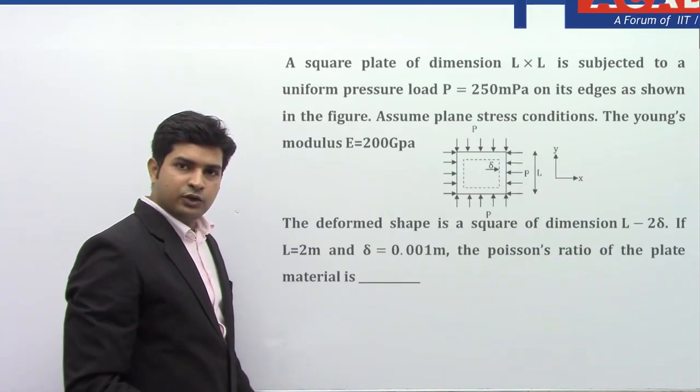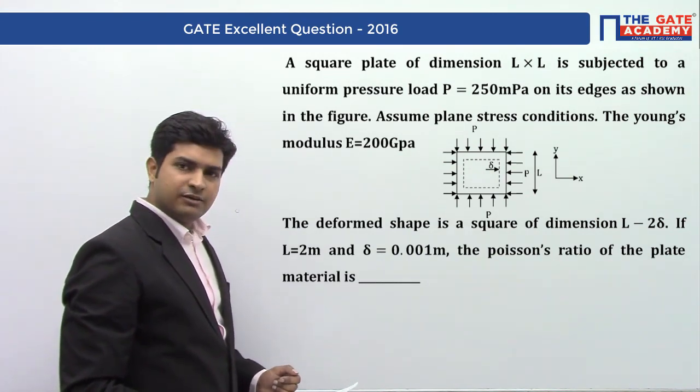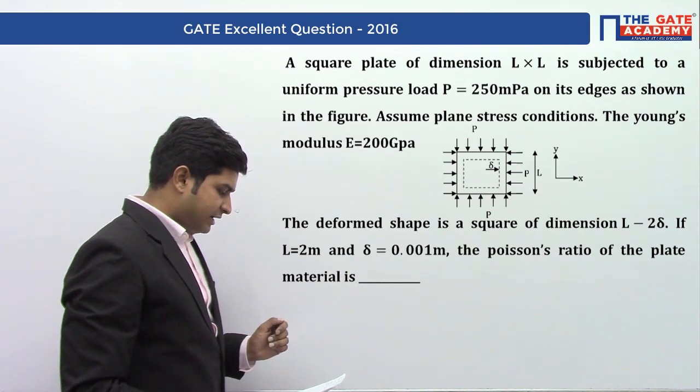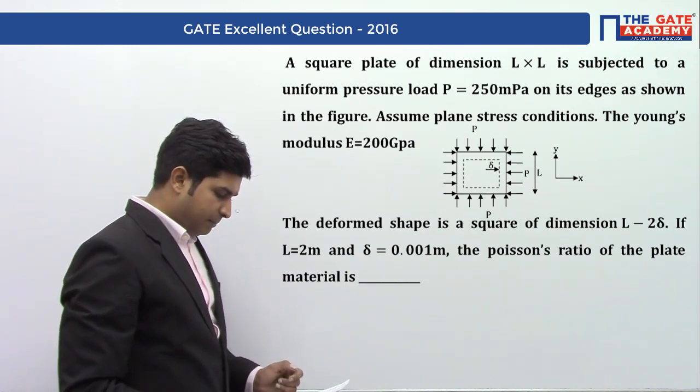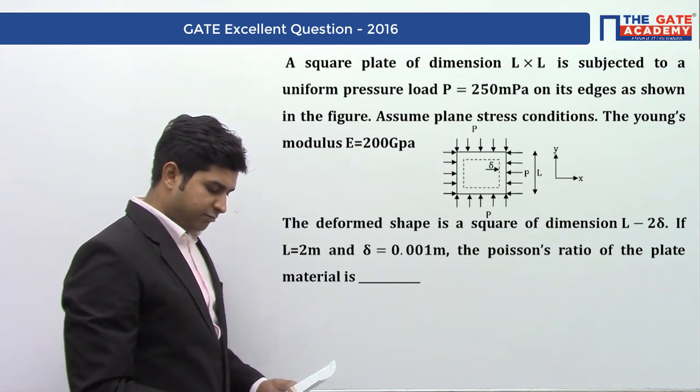Hello student, today we are going to solve an excellent GATE question that was asked in GATE 2016. You can look at the board for the question. The question is: a square plate of dimension L into L is subjected to a uniform pressure load P equals 250 megapascal on its edges, as shown in the figure.